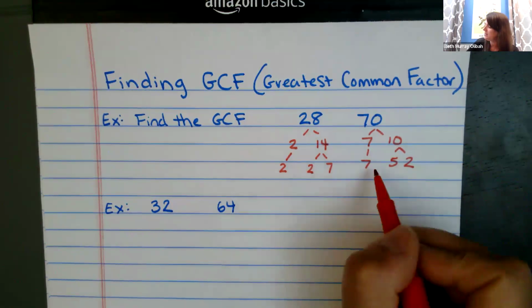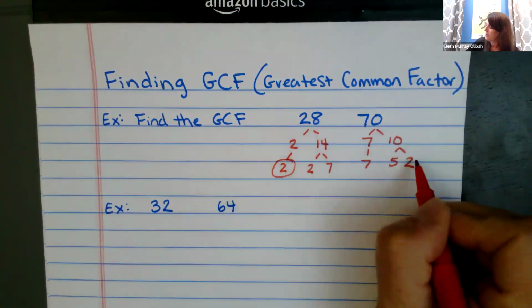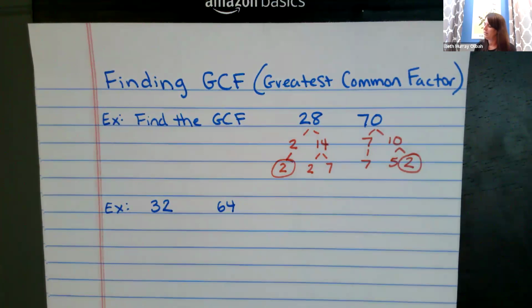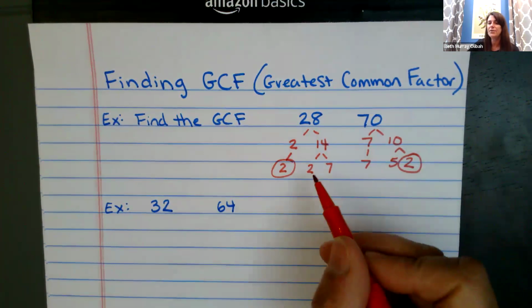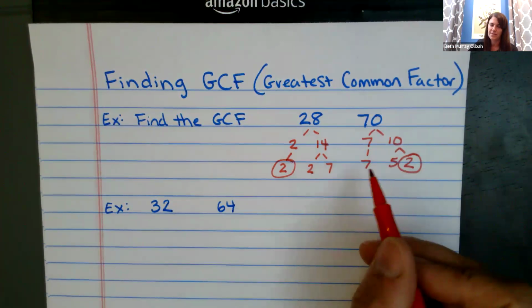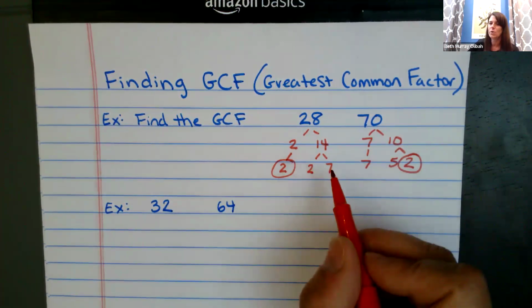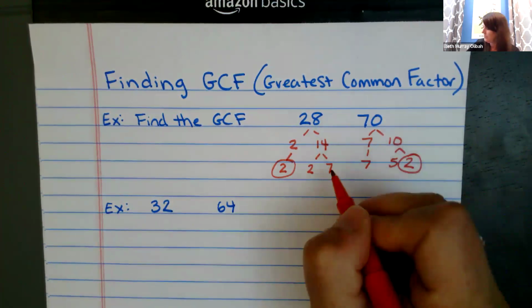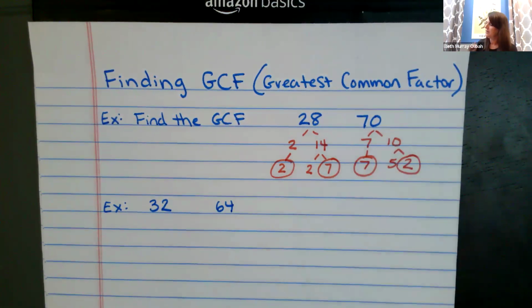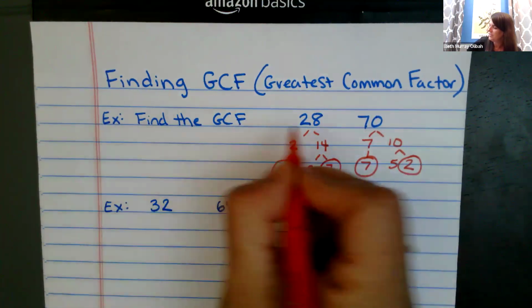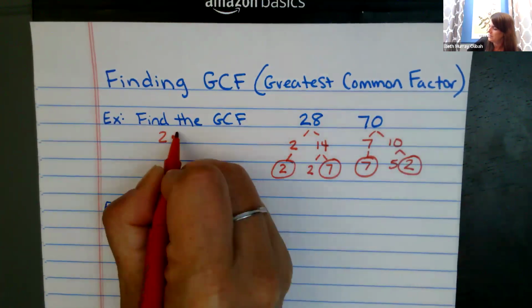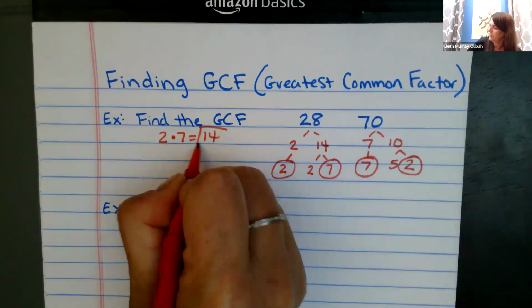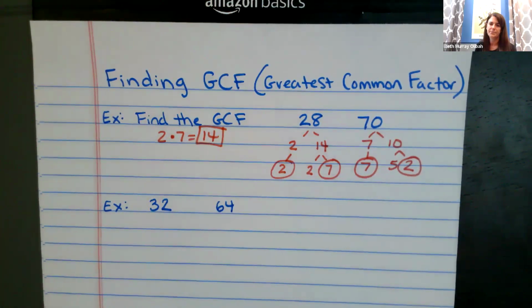Looking at these sets of numbers now, the only thing that these both had was 2. If they had another 2, I would circle that also and then multiply to get 4. Or if they both had 7, which they do, sorry, then I would multiply the 2 times the 7. So the GCF of these two numbers is 2 times 7, which is 14.